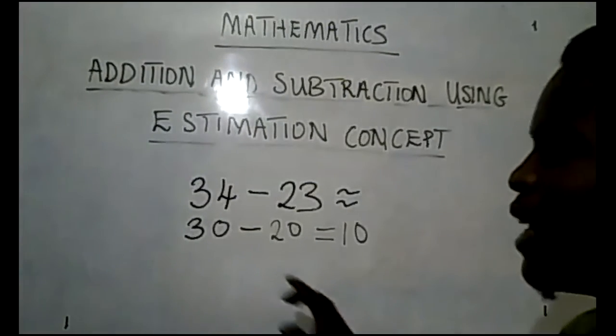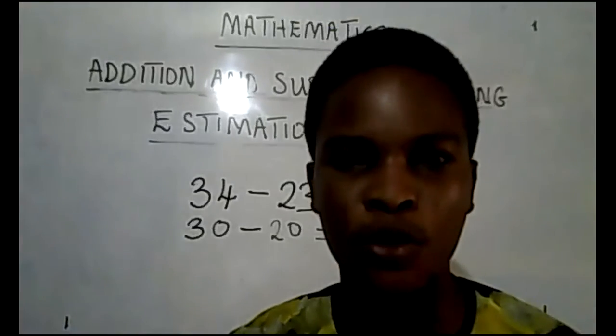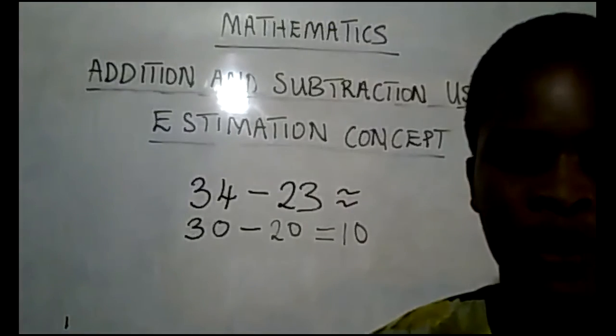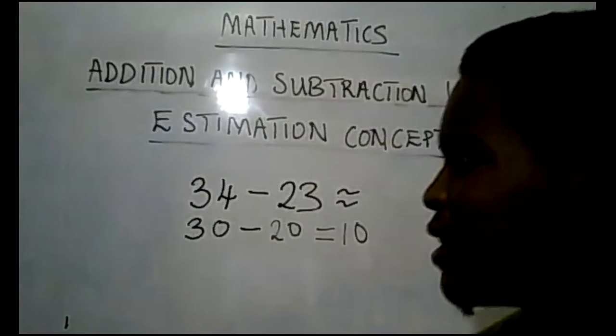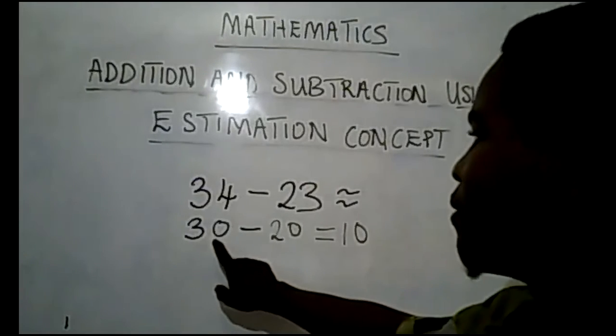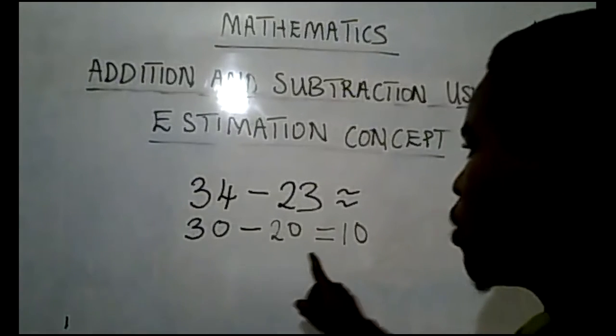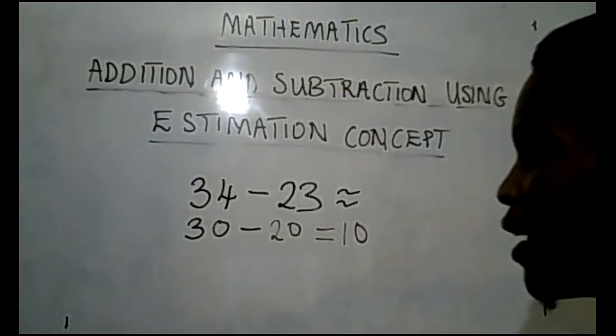No. I'm only giving you this based on the method we are asked to use, which is the estimation concept. So if you are to estimate 34 minus 23, you'll have what we have on the board here, which is 30 minus 20, which equals 10. Is that taken?